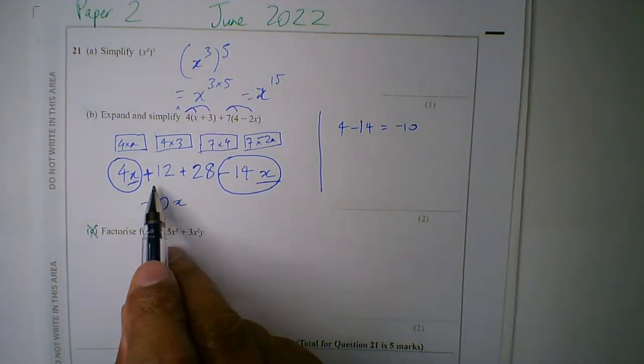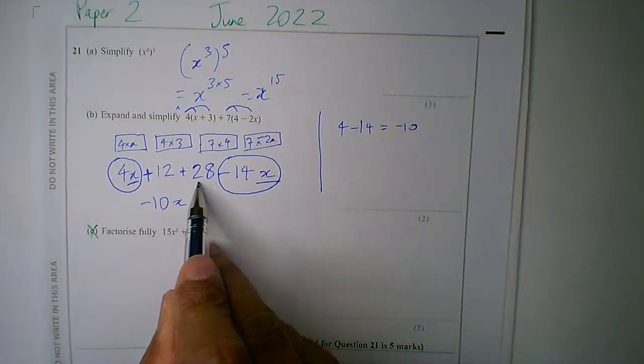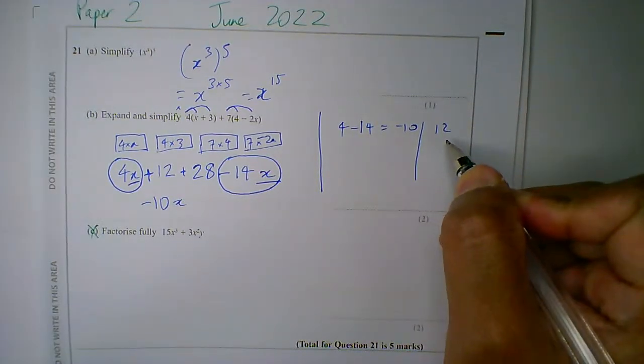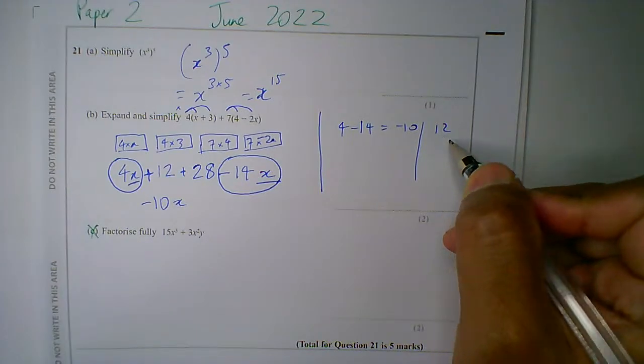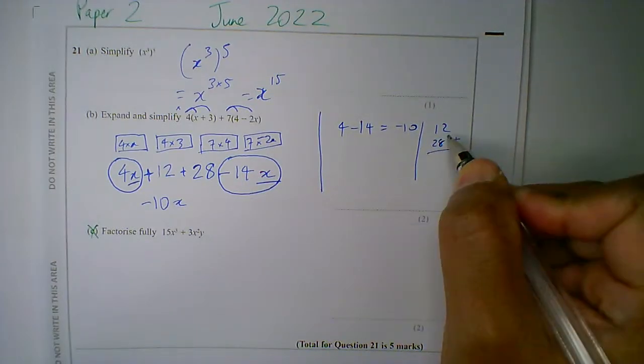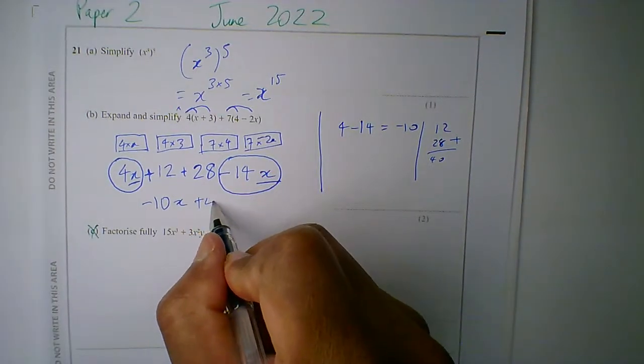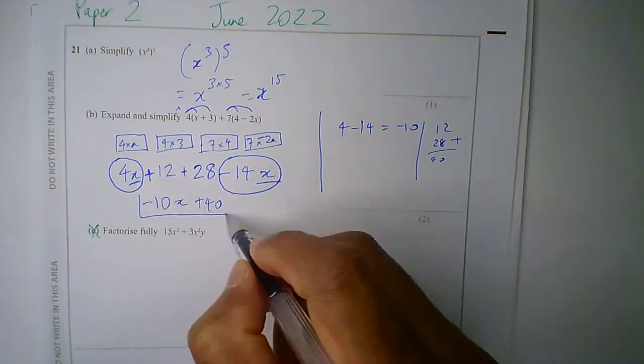Okay, now I've got my number terms, 12 plus 28. So I can add them together as well. This is a paper 2, so I can just put it in a calculator. 12 plus 28 is 40. So this is plus 40. And that is my final answer.